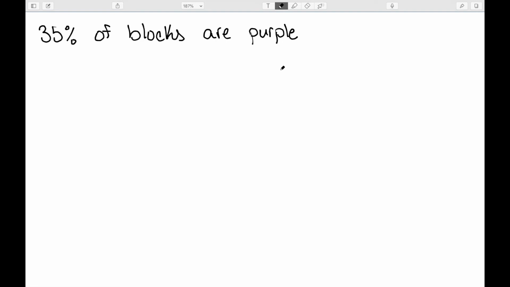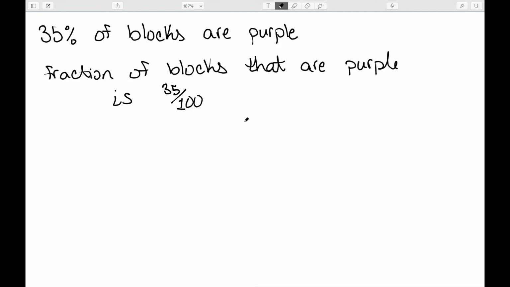As an example, let's suppose we have a group of blocks and we know that 35% of them are purple. That tells us that the fraction of blocks that are purple is 35 over 100. And according to my definition of fractions and the definition of 35 over 100, that means my blocks can be divided into 100 equal parts, and 35 of those parts will consist of purple blocks. So essentially, whenever we write fractions as a percent, what we're doing is expressing that fraction as an equivalent fraction with a denominator of 100.